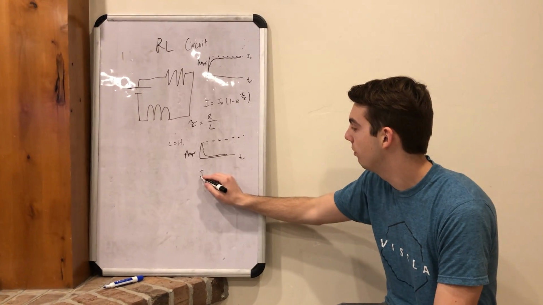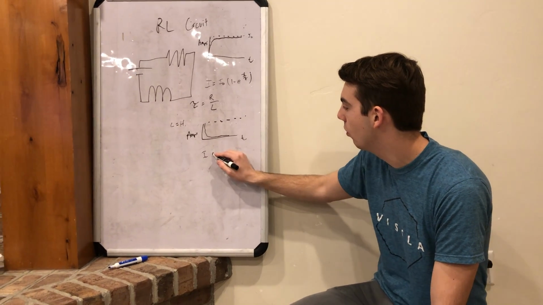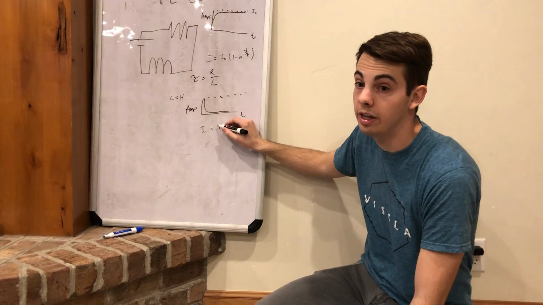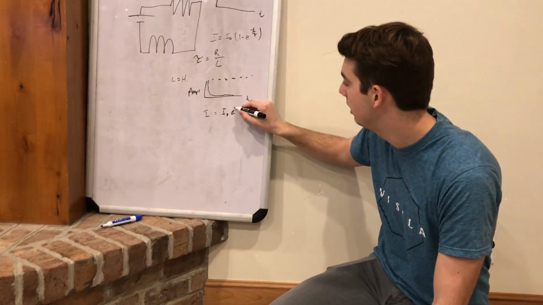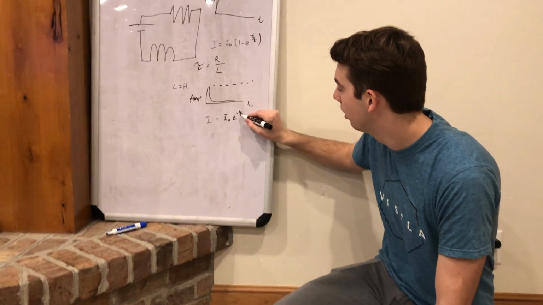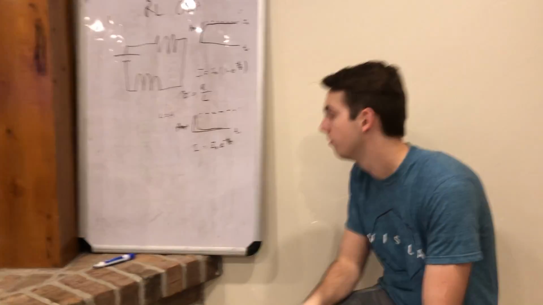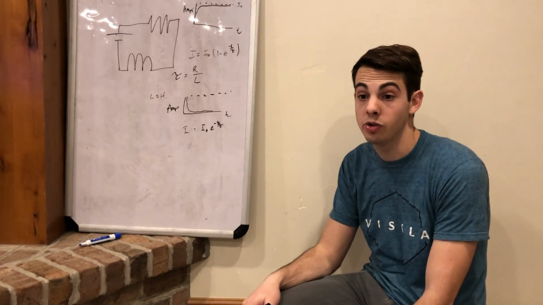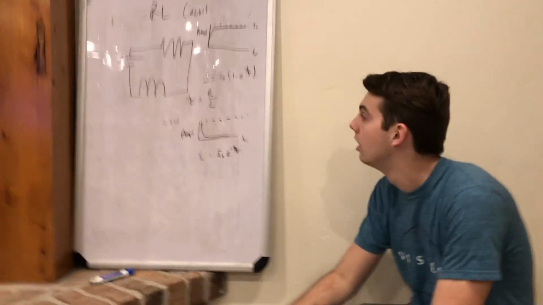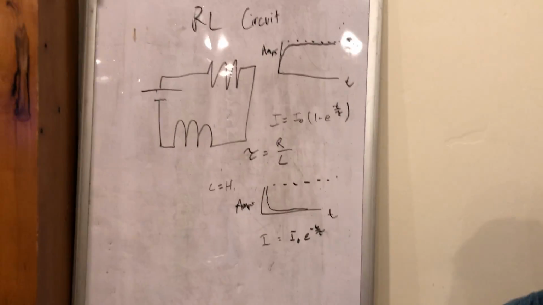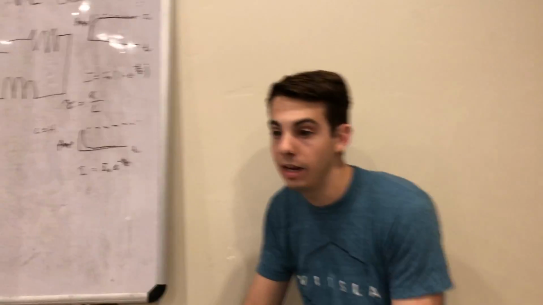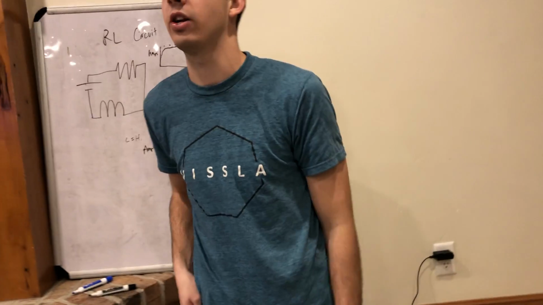The equation that represents that is I equals I naught times e to the negative t over the time constant tau. So just a reverse equation of the other one, really. It's kind of cool. But I am now going to make a quick demonstration of what this actually is.